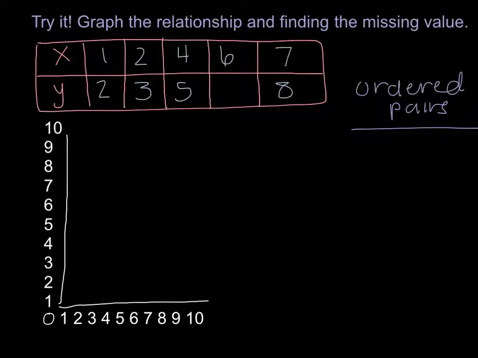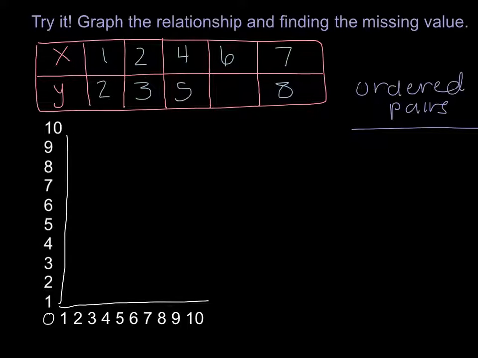You're going to graph the relationship and find the missing value. Exact same problem, just different numbers. So write your ordered pairs first, graph it, draw your line. Oh, it might go this way, I don't know which way it goes. And then find where 6 falls. Go ahead and try it on your own.